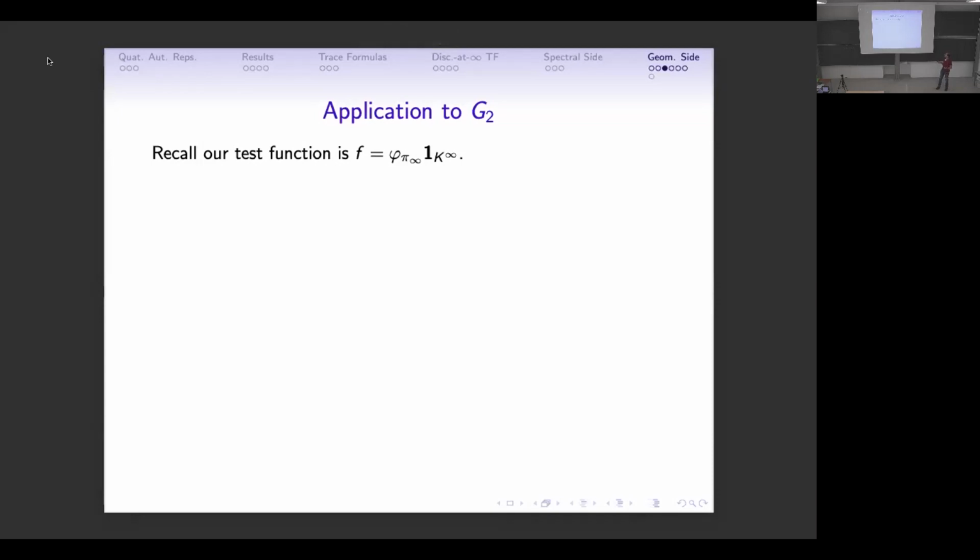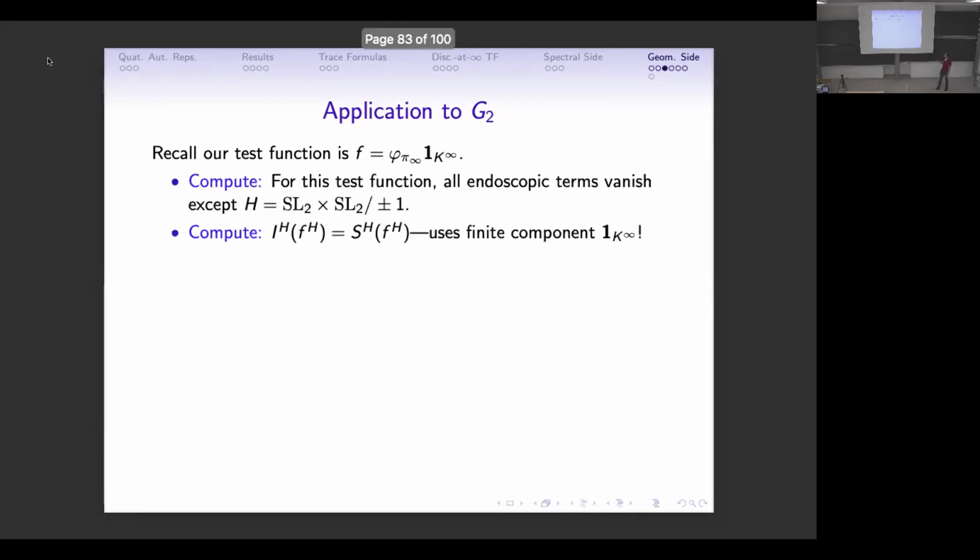So what exactly are we going to do? Let's recall that our test function looks like this. There are two key computations that you have to do. One computation is that for a test function like this, all the terms for the endoscopic groups are going to vanish, except for one specific group, SL2 cross SL2 mod plus or minus 1. Because we're unramified away from infinity, you can't have any groups that are non-split where the transfer doesn't vanish. And because the pseudo coefficient at infinity is a discrete series, every group where the transfer doesn't vanish needs to have discrete series. So those two conditions make sure that there's only one extra term that comes up.